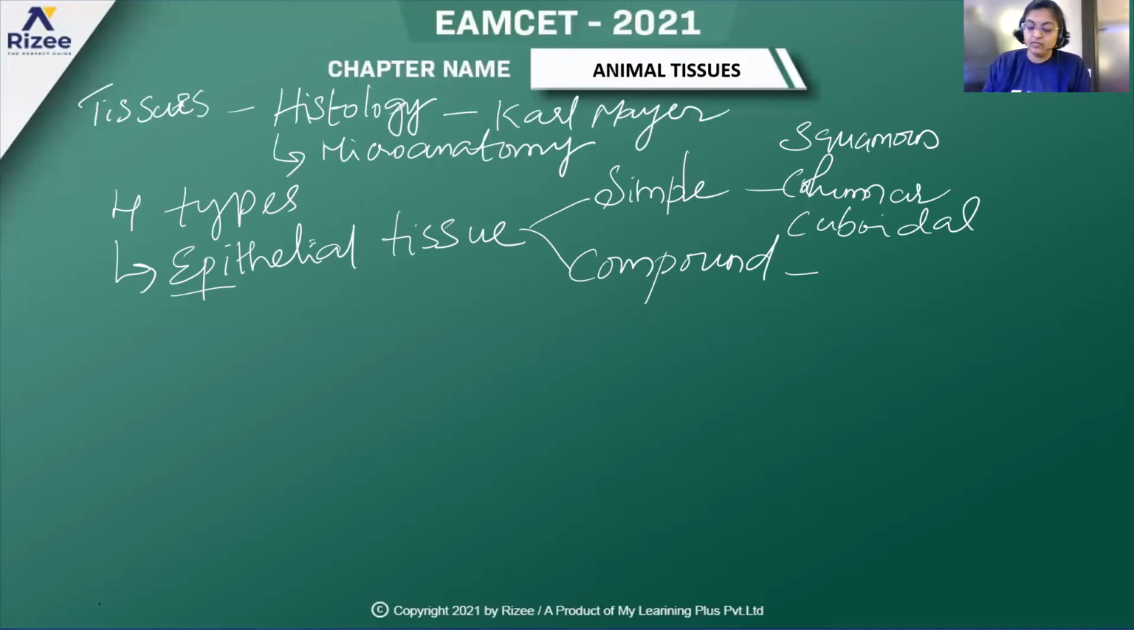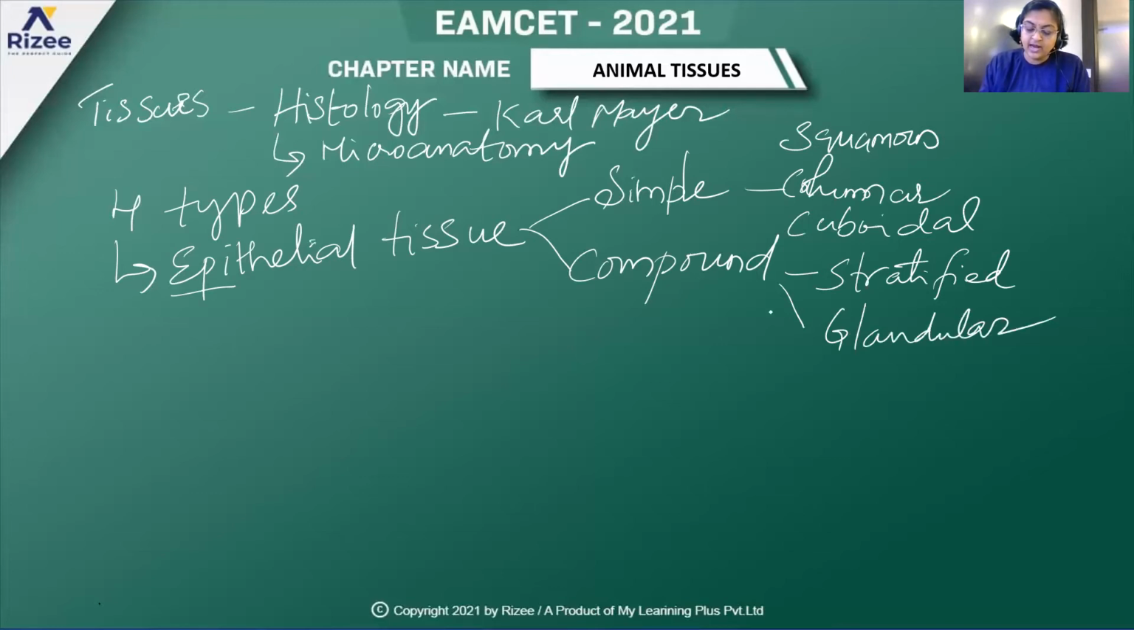Now coming to the compound one, we have stratified epithelium, as well as the glandular and pseudo-stratified epithelium. These are the categories we have to study. In this, we are going to learn about the structure or the shape of these epithelial tissues, then where we find them, and what their main function is.